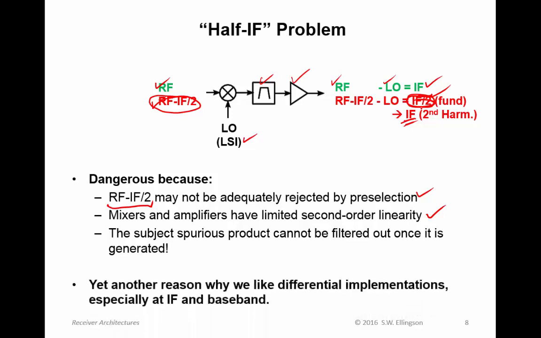This is yet another reason why we like differential implementations, especially IF and baseband. If this is differential, then, and we know that differential has intrinsically better second order linearity, then we're less vulnerable to this problem. So you see frequently that the first stages in a receiver are single-ended, and then the later stages are differential, and this is one reason why.